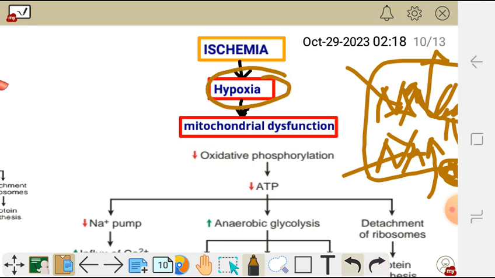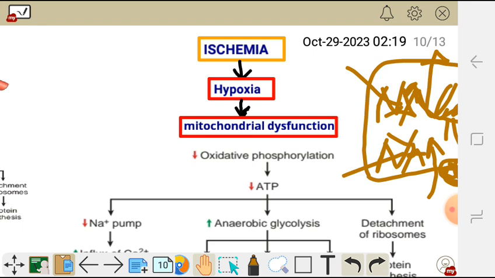Why? Because of hypoxia. Once the mitochondria are not working well, we are going to have a reduction in oxidative phosphorylation, which is going to cause a reduction in ATP. ATP won't be there because mitochondria are not working well. So mitochondrial dysfunction is the first change in cell injury. Reduced ATP or no ATP production will cause the sodium-potassium pump, which is found in all cells, to stop working. Once this pump is not working, we'll see consequences.